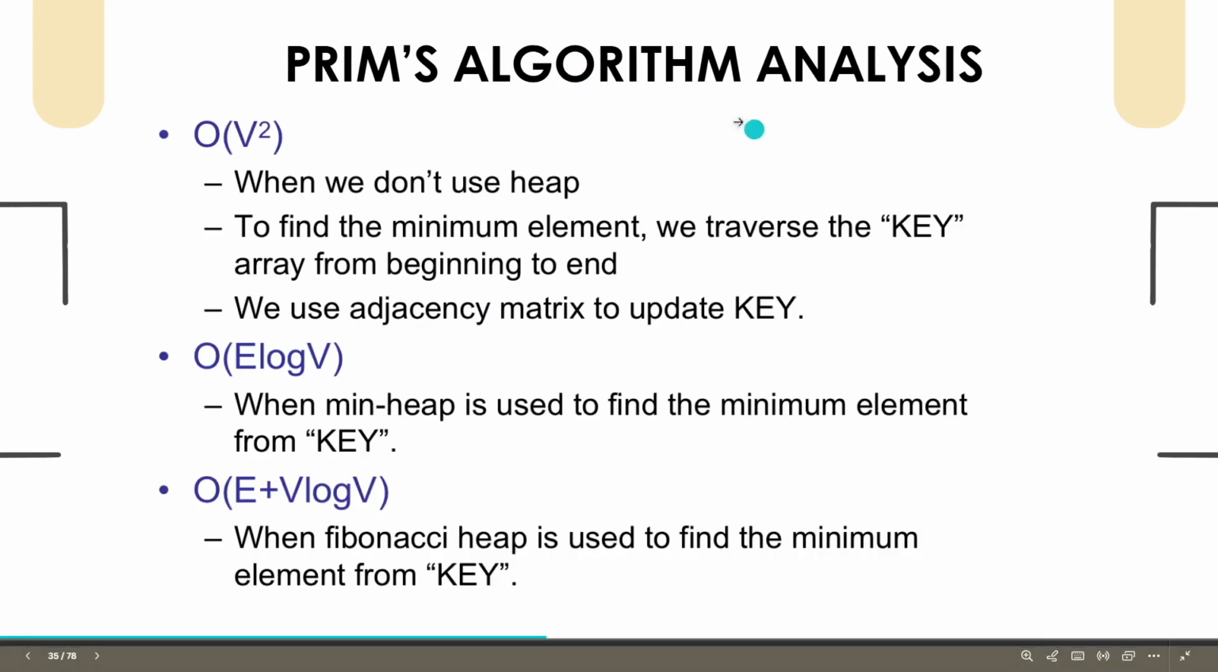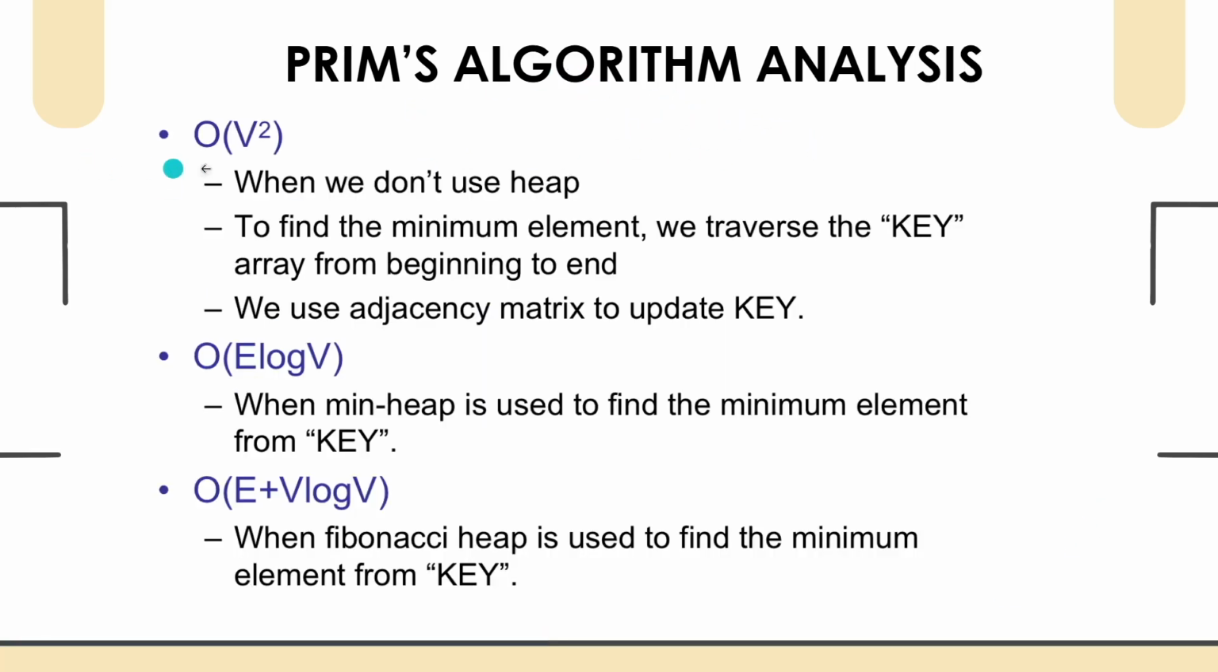So, when we look at the algorithm analysis again, if we do not use a heap and we use a list for finding the minimal element from the set of edges available, then that is going to take a cost of order of V square. If I make use of a heap, then it is going to take a cost of E log V, and so the total cost of Prim's algorithm would be order of E plus V into log V.